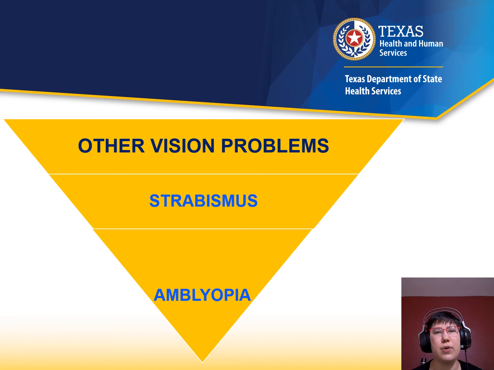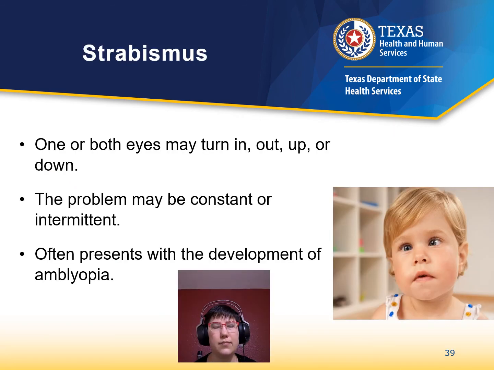The other vision problems we're going to be talking about are strabismus, which is the two eyes not being equally aligned, and then amblyopia, which is that wandering, walking eye. In strabismus, one or both eyes may turn out, up, or down. It's like wall-eyed or cross-eyed are the more common ones.